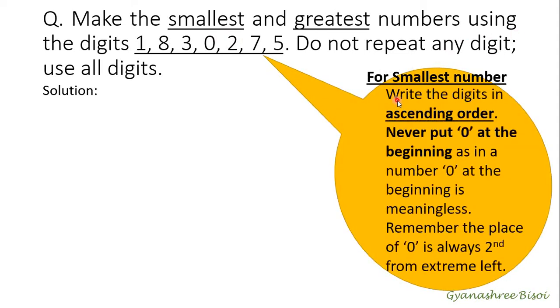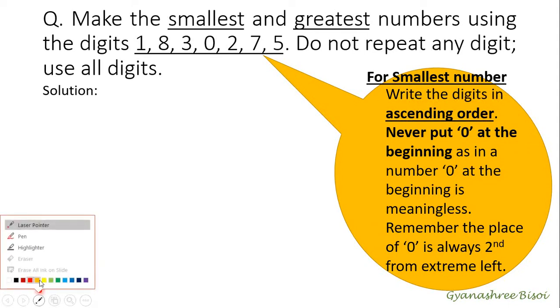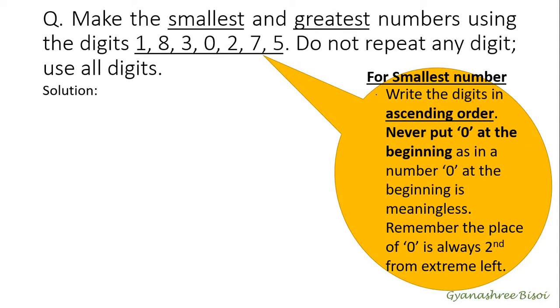While forming the smallest number, point 1: we need to write the digits in ascending order. Point 2: never put 0 at the beginning, as in a number 0 at the beginning is meaningless. How? Let's understand. Let's take 3 digits: 1, 2 and 0.